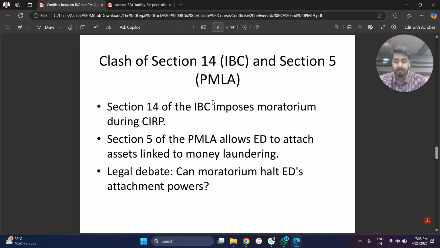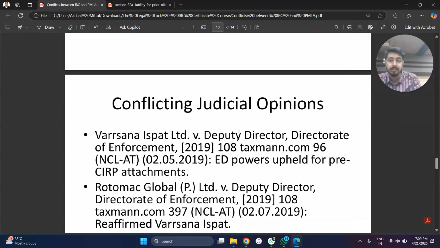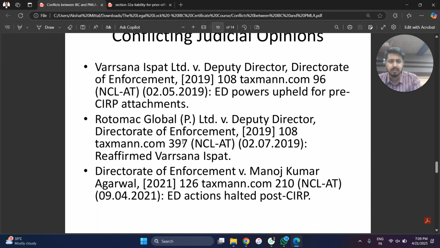So to resolve this debate, we come to the judgment of... yes. To resolve this debate of why Section 5 should not operate when Section 14 does not say anything about criminal proceedings, we have somewhat conflicting judicial opinions. So these are the Varsana Ispat Limited case.